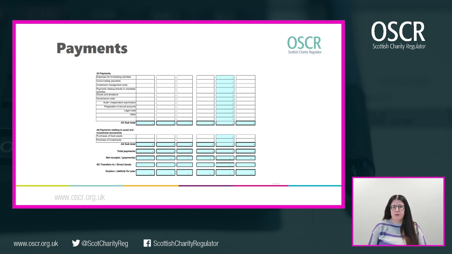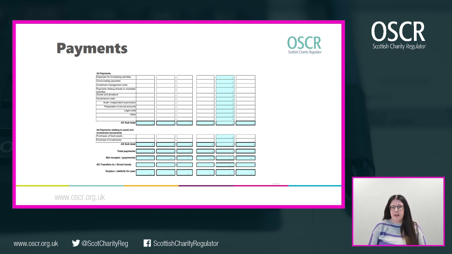So earlier on we talked about an example where you might have held a coffee morning during the year, and you would have shown the money that you'd received through that coffee morning in the receipts line. This is where you would actually show the expenses which had been associated with that coffee morning, for instance.